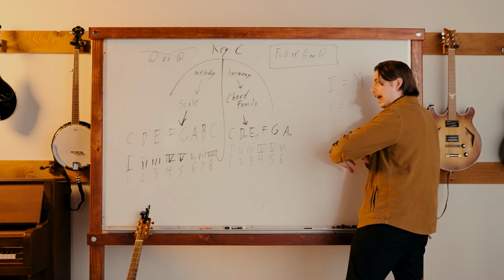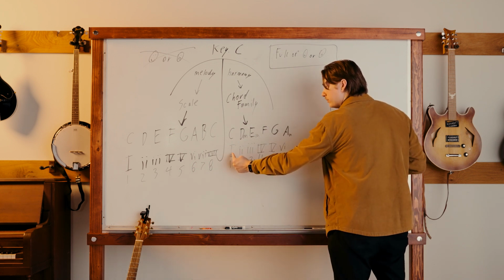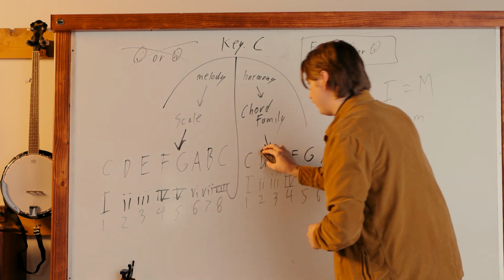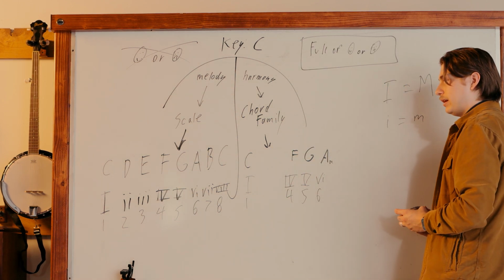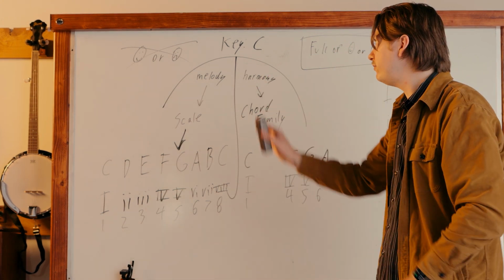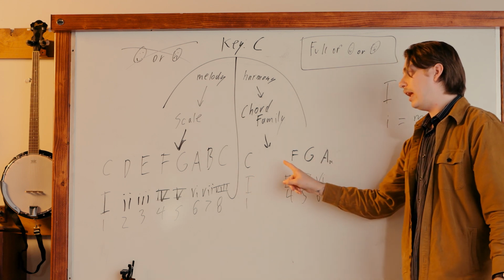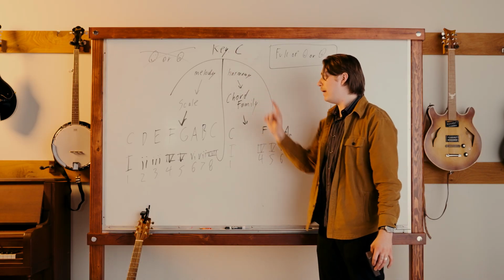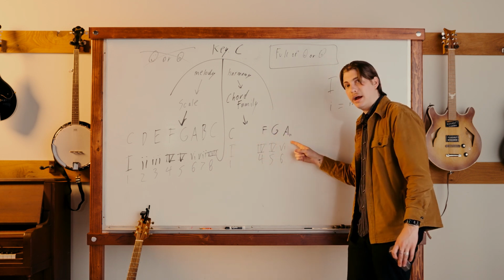Now do you remember? In every key, there's 4 most important chords. It's 1, 4, 5, and 6. Okay? Look at 1, 4, 5, and 6. So what are the 4 main chords in the key of C? You would say it like this: C, F, G, A minor. Okay? What are the 4 main chords in the key of C? C, F, G, and A minor.